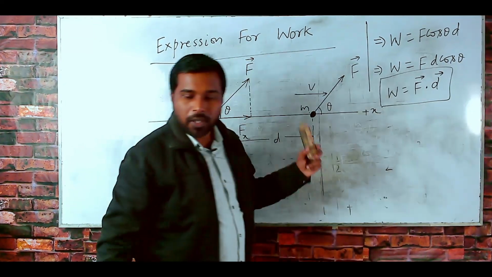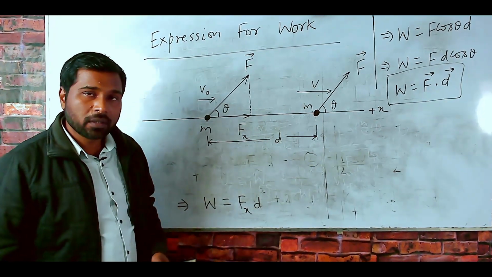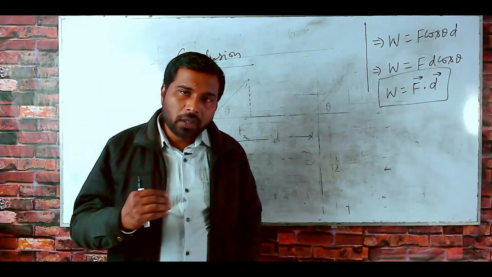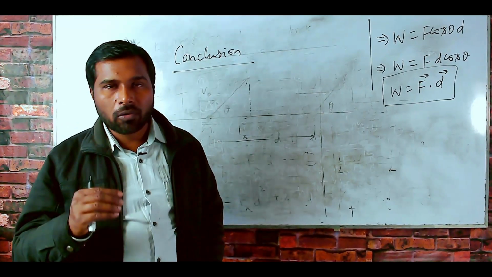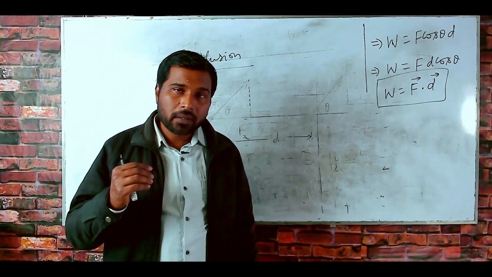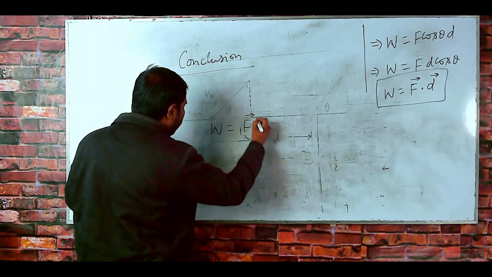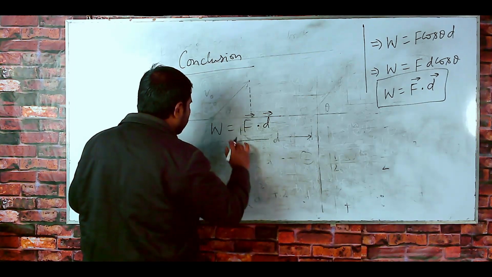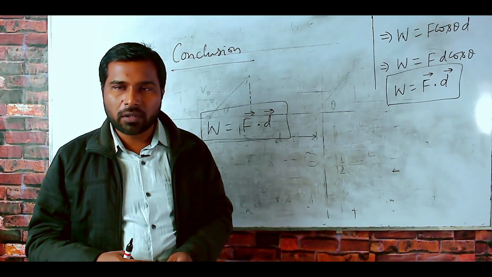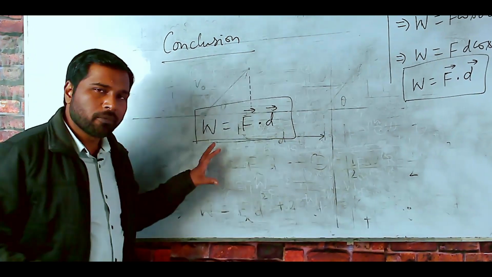This is the expression for work done by a force, the dot product of force and displacement. So the conclusion is, work done is the energy transferred to or from an object by a force acting on it. And mathematically, it is given by W equal to F vector dot d vector, the displacement vector. So the work done can mathematically be defined as the dot product of force and displacement. This is the formula for work done.